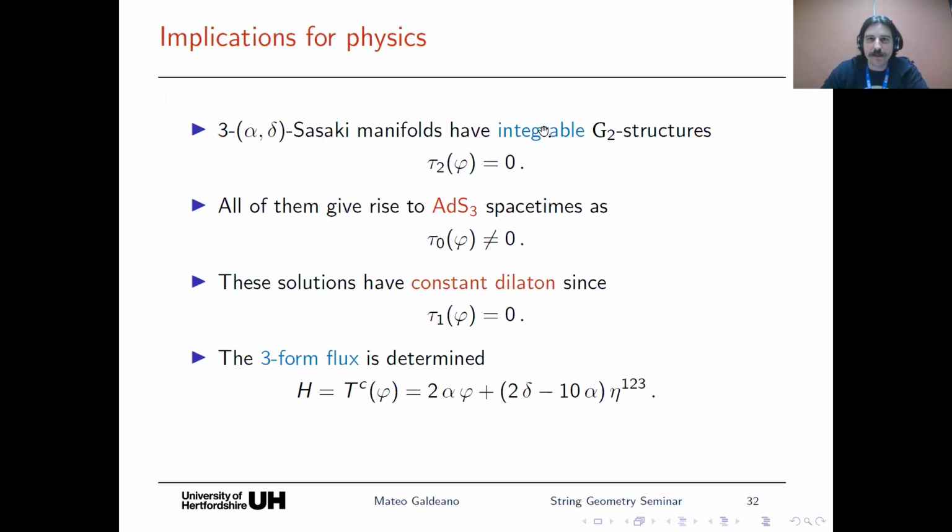So as I was saying, they have this integrable G2 structure, it's a closed G2 structure, so it's a bit more. So they are good for the heterotic G2 system. All of them give rise to this AdS3 spacetime. So the tau 0 is non-zero, which is interesting. We have constant dilaton, because tau 1 is equal to 0. And the three-form flux is determined to be this number. So we already know a lot about the physical field just by looking at the geometry.